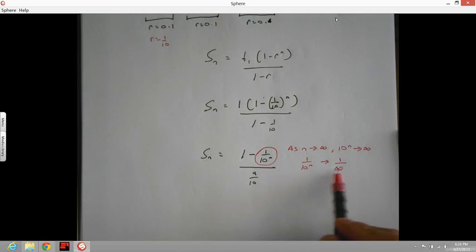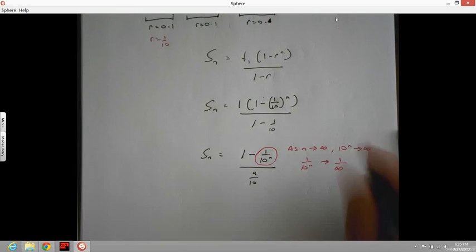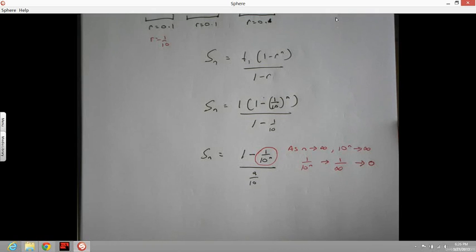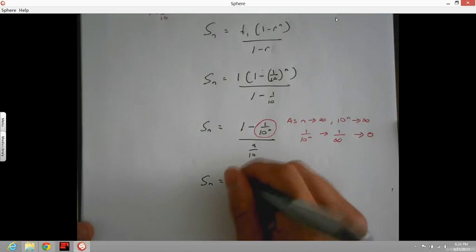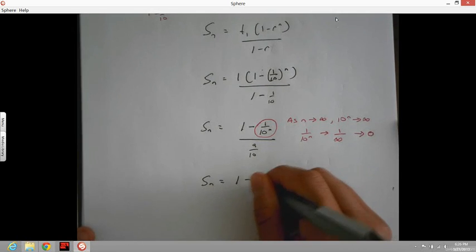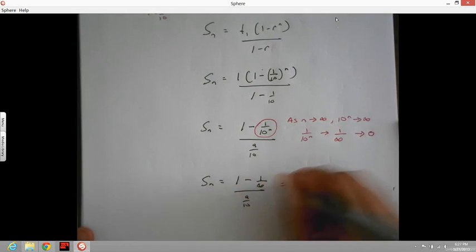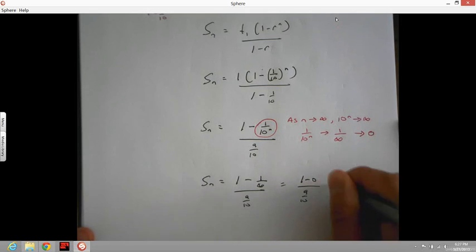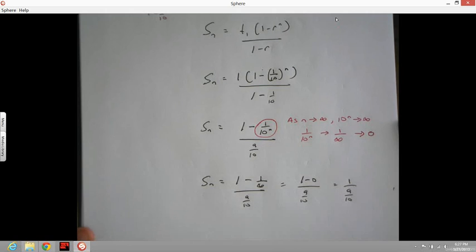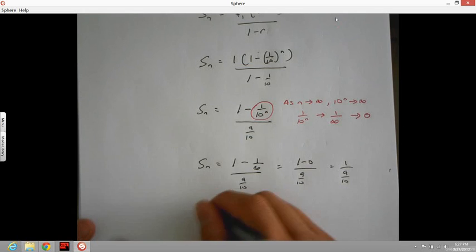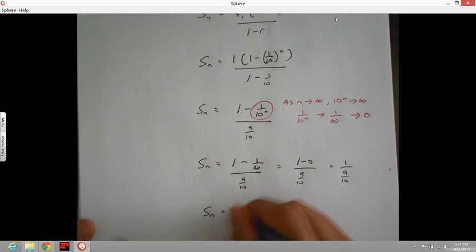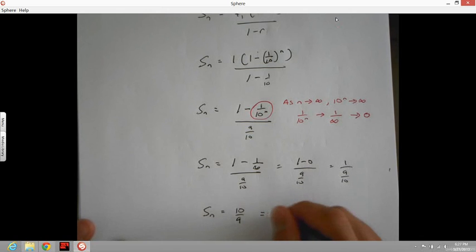But take a look. 1 over infinity, I take 1, I divide it an infinite number of times, is really going to approximate the number 0. So whatever this is right here is going to really approximate the number 0. And what I'm going to have left is the following. It's going to be Sn equals 1 minus 1 over infinity, over 9 over 10, or it's going to be 1 minus 0 over 9 over 10, or 1 over 9 over 10. Do you think I'll be able to solve for this series? Well, this one I can. It's going to be basically Sn equals 10 over 9. This is my answer, or 1.1111.